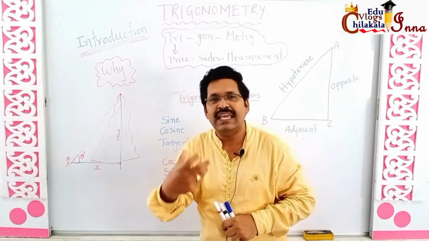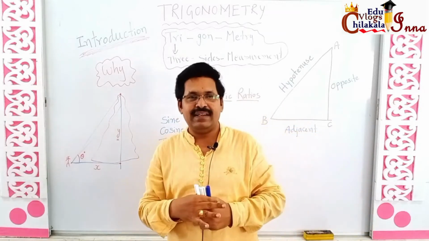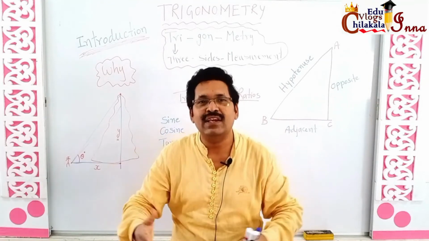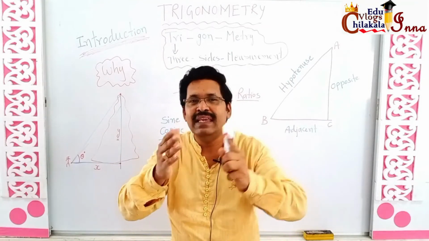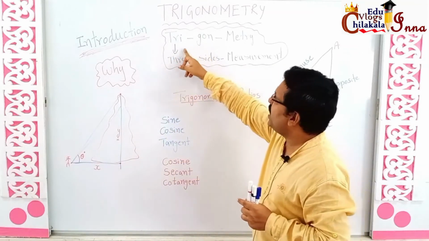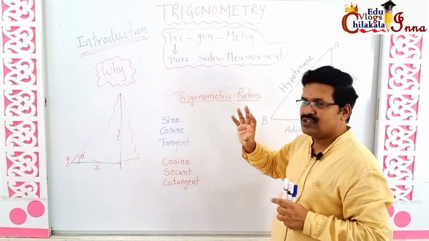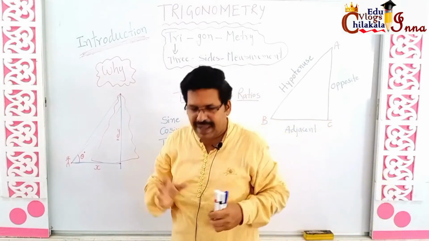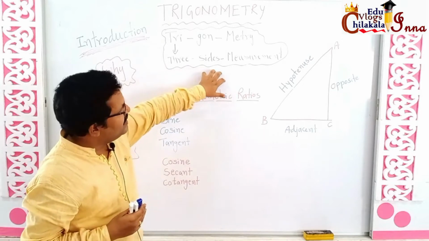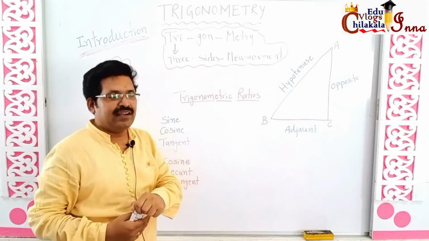You must also have heard of polytechnic. What are you studying? I am studying polytechnic. Poly means many. Here, trigon: tri means three, gon means sides, metry means measurements. So the branch of mathematics that uses the three sides of a triangle and their measurements is called trigonometry.